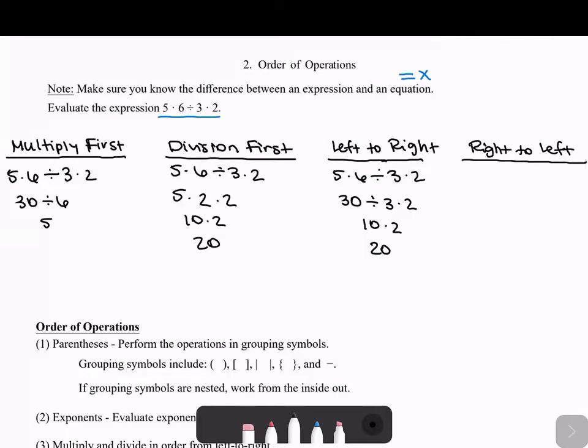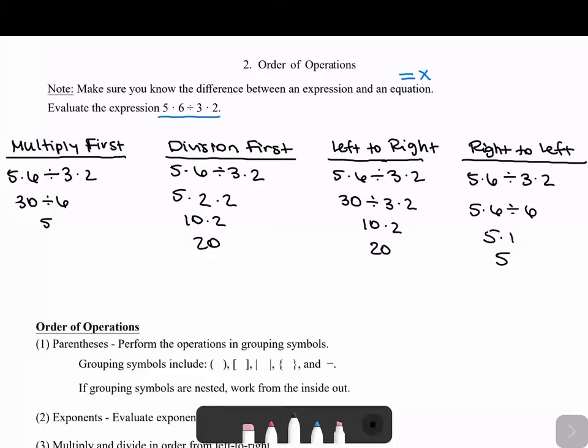Lastly, we can do this right to left, where this one is kind of the least intuitive way to do it because we live in a left to right society, right? We read left to right, but other cultures read right to left. So this would be a really natural way to try and do things for them. If we do right to left, then we do this 3 times 2 first. So 3 times 2 is 6. Then we do this division. So 6 divided by 6 is 1. This is 5 times 1, and then that's 11.